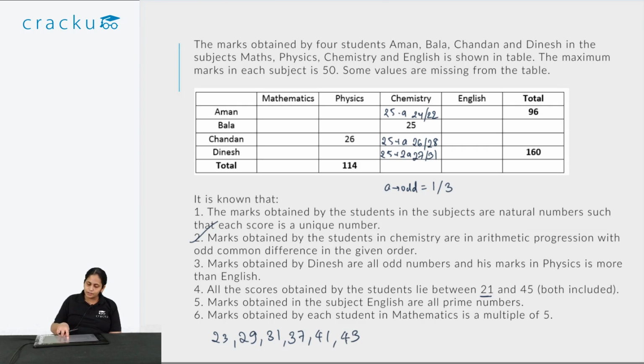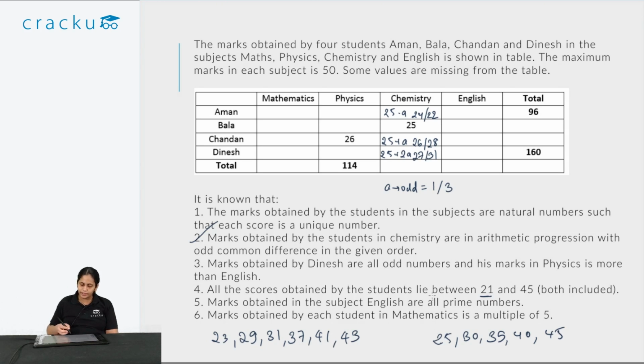So 4 of these marks will be from 23, 29, 31, 37, 41 and 43. Marks obtained by each student in mathematics is a multiple of 5. So what are the multiples of 5 in this range? That is 25, 30, 35, 40 and 45. These are the marks that are possible.